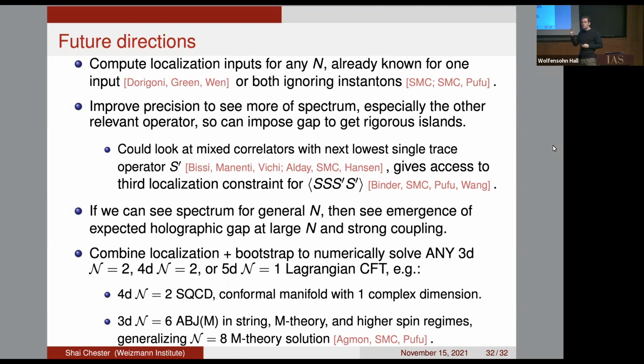And we only had 2 inputs before, which was the value of C_T, as well as a certain OPE coefficient we could compute through localization. But now that we have this new method of integrated constraints, we have additional integrated constraints, which will be sufficient to fix these 3 parameters. And so that's another thing we look forward to exploring in the future.